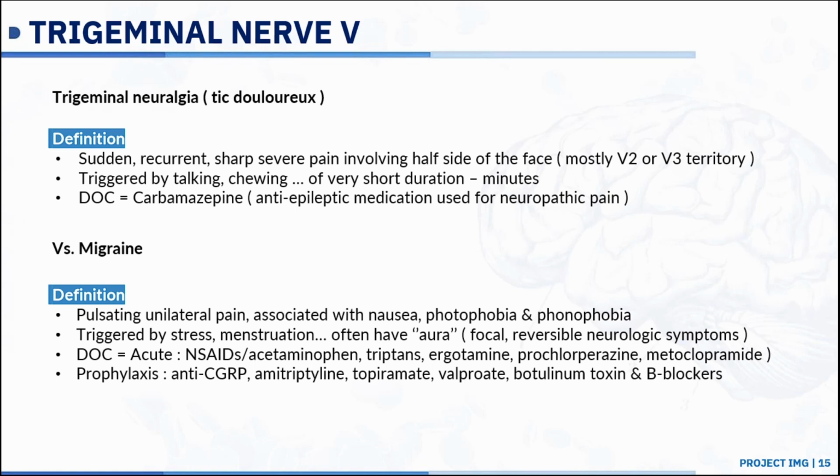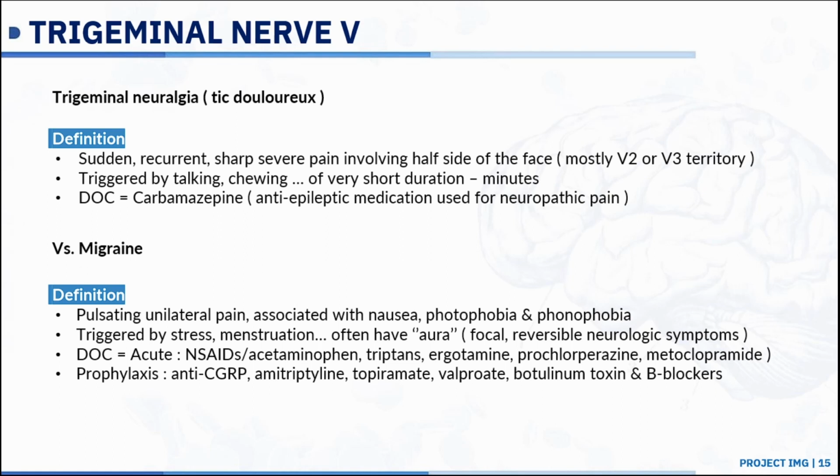Versus migraine. Definition: pulsating unilateral pain associated with nausea, photophobia, and phonophobia. Triggered by stress, menstruation, and sometimes aura, focal reversible neurologic symptoms.